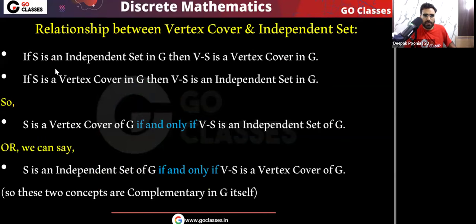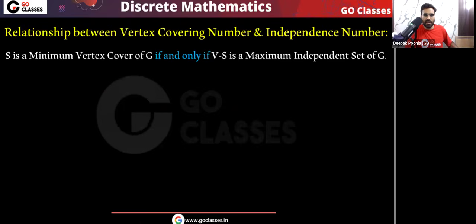If S is an independent set in the graph G, then the remaining vertices V minus S is a vertex cover in the graph G. If S is a vertex cover in the graph G, then V minus S is an independent set in the graph G. So I can say that S is a vertex cover of graph G if and only if V minus S is an independent set of graph G. These two concepts, vertex cover and independent set, are complementary in the graph G itself. One more thing, this is actually important.